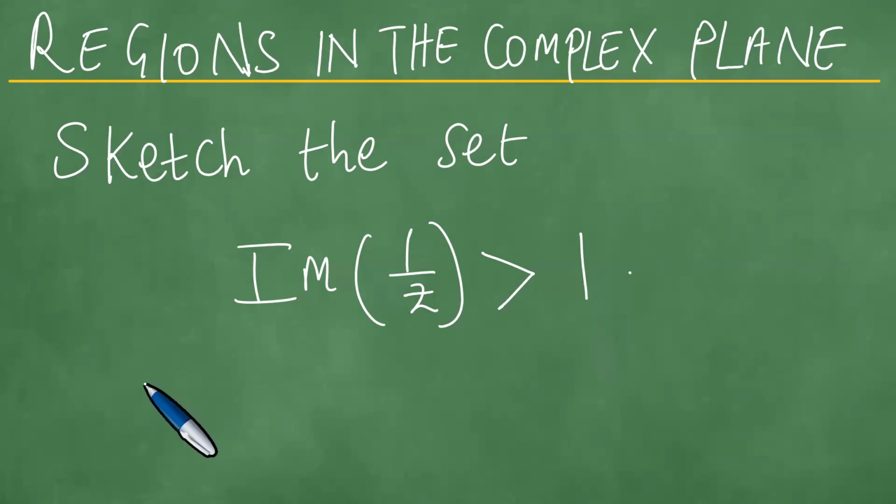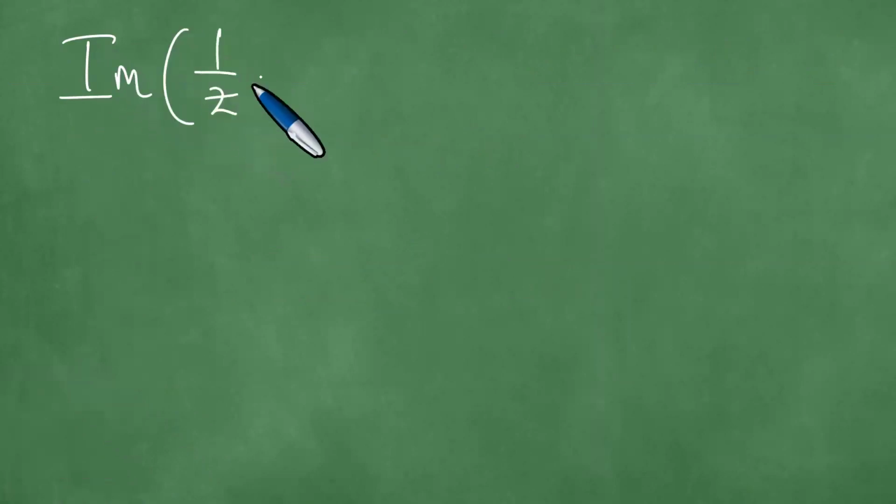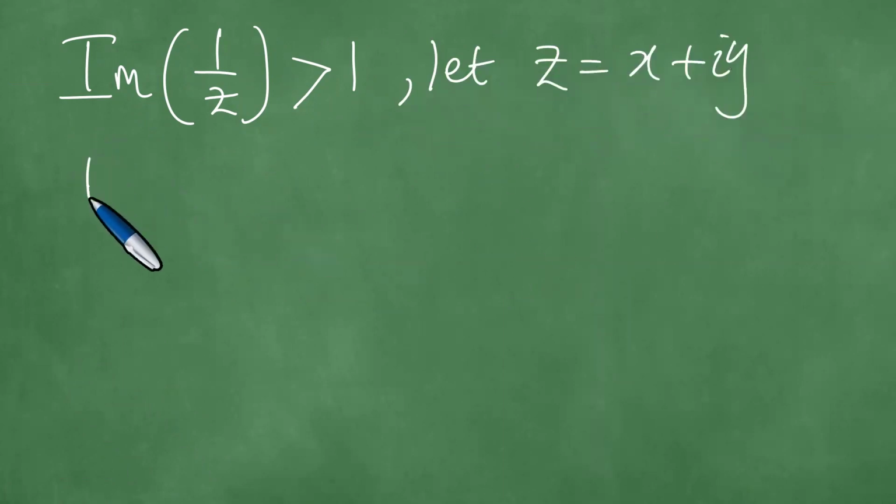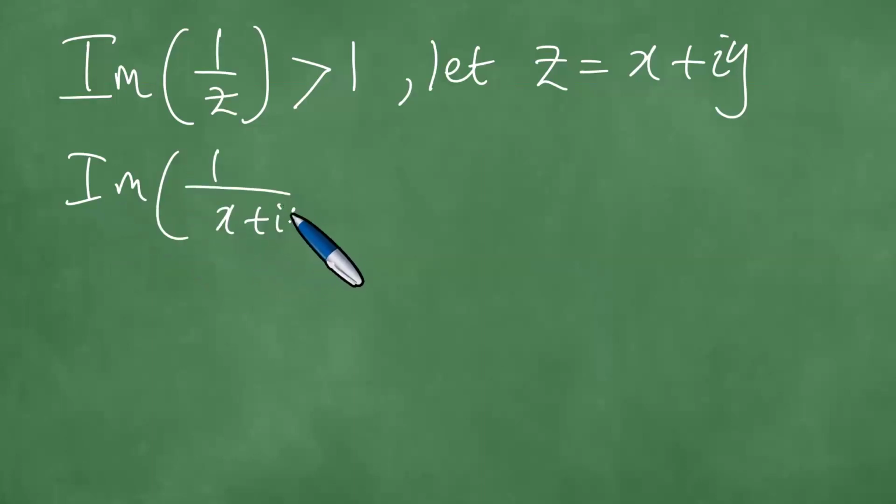Right, so we take note of the fact that the solution is as follows. We have the imaginary part of 1 over z, which is strictly bigger than 1. We let z be equal to x plus iy, which means we shall have the imaginary part of 1 over x plus iy, strictly bigger than 1.